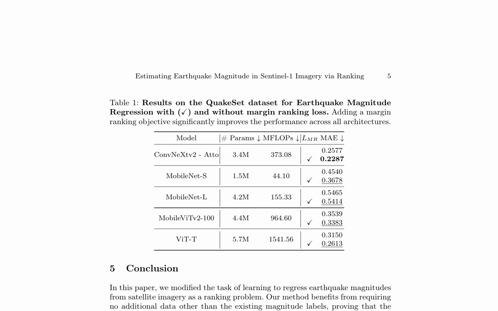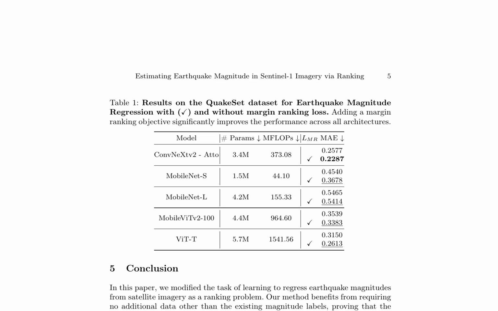This method leverages existing magnitude labels, eliminating the need for additional data, and exploits the rankings between predictions within a batch to increase the distance between samples with different magnitudes. Experiments on the QuakeSet dataset demonstrate the efficacy of this approach, with results presented in Table 1.